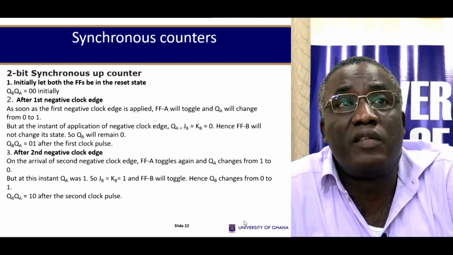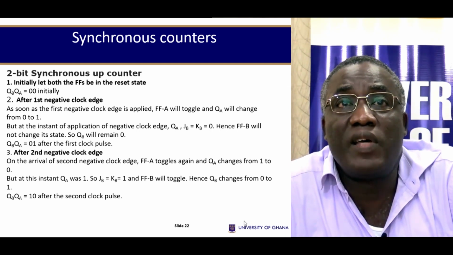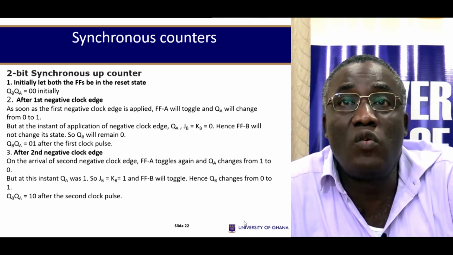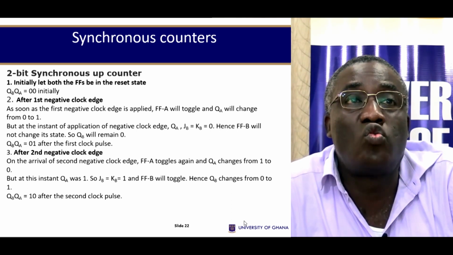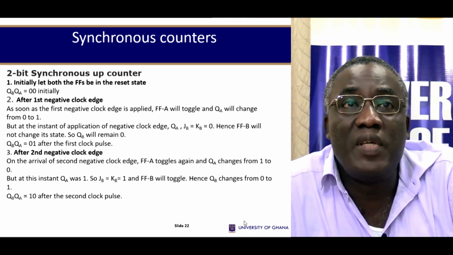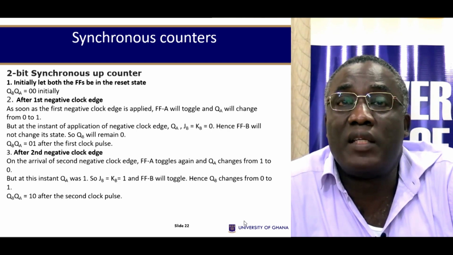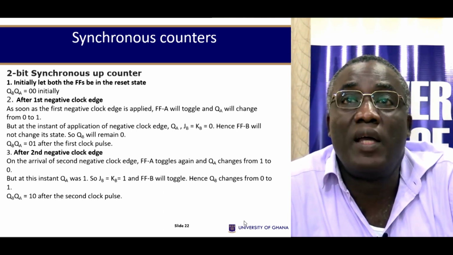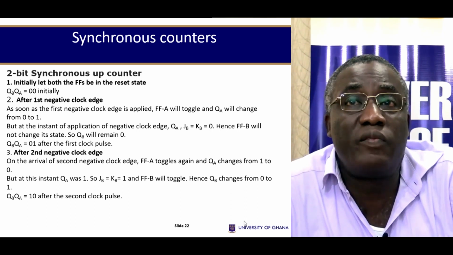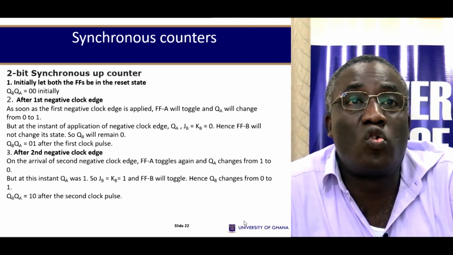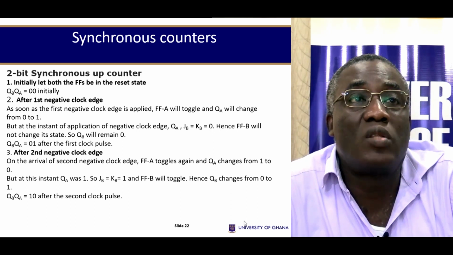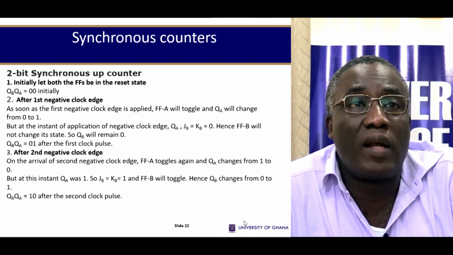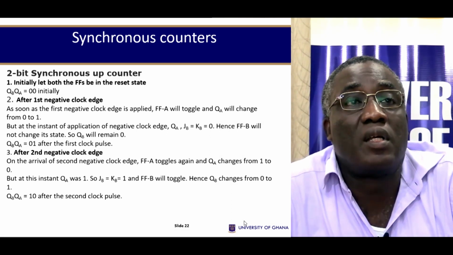So after the first negative clock edge is applied, FA will toggle and QA will change from 0 to 1. But at the same instant of application of the negative clock edge, JB, which is equal to KB, will be 0. Hence, the second flip-flop, B, will not change its state. So QB will remain 0. So then you will have QB, QA becomes 0, 1 after the first clock pulse.